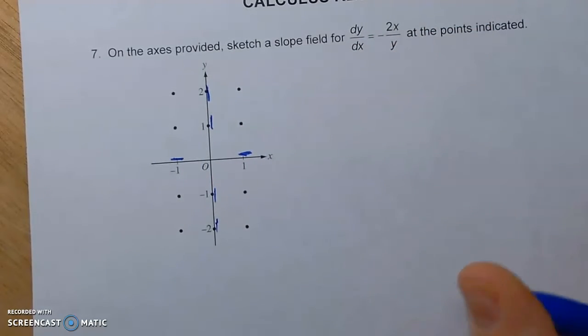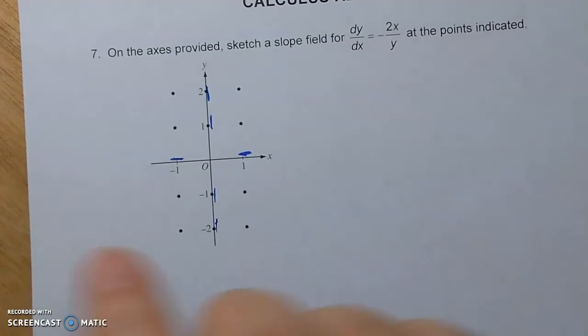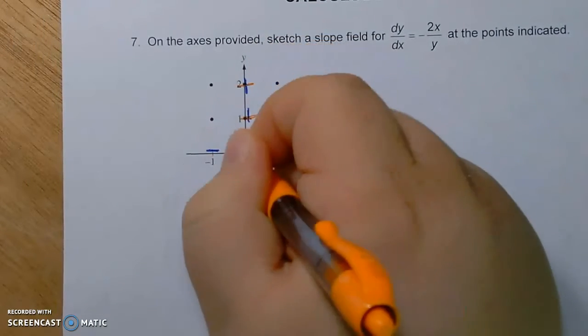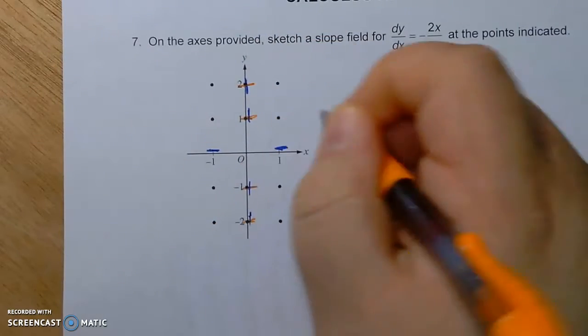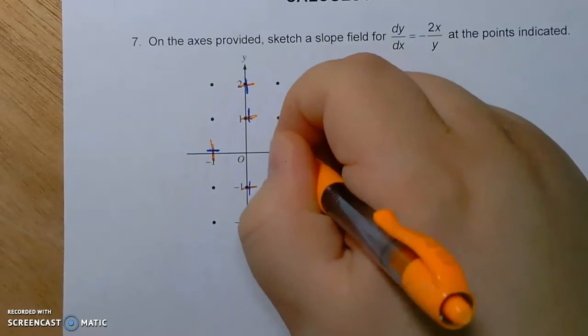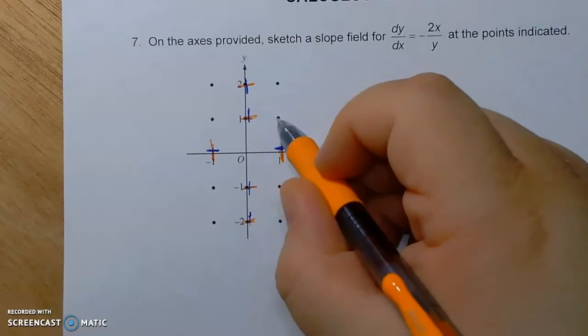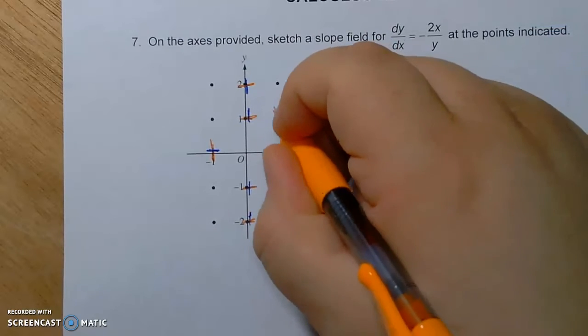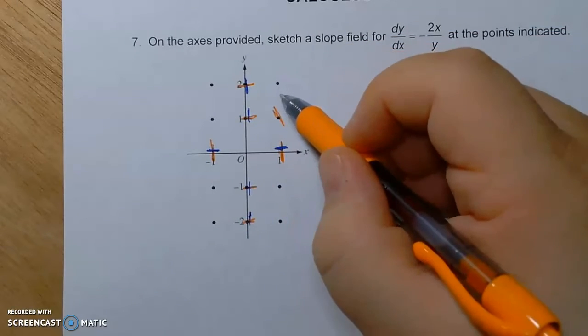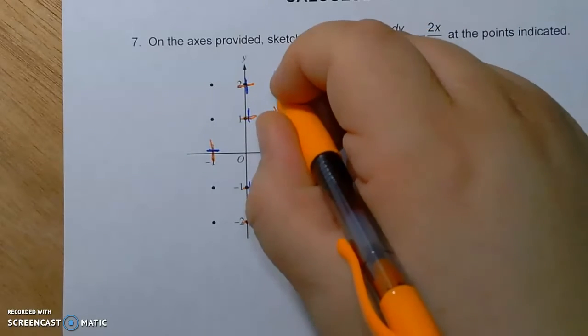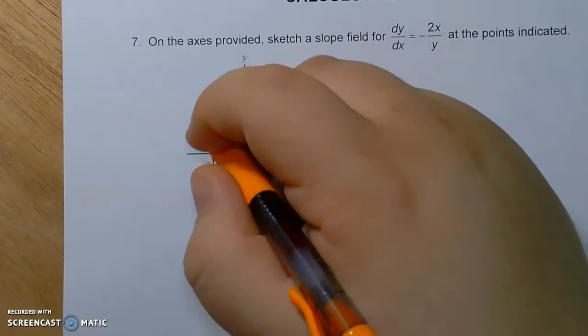Yeah, I just totally messed that up, didn't I? Let's try that again. We'll use orange. When x is 0, it's horizontal. x is 0 here, here, and here. And it's vertical when y is 0 here and here. At 1, 1, it's going to be a slope of negative 2, so it's going to look like that. At 1, 2 would be a slope of negative 4, so it gets steeper.